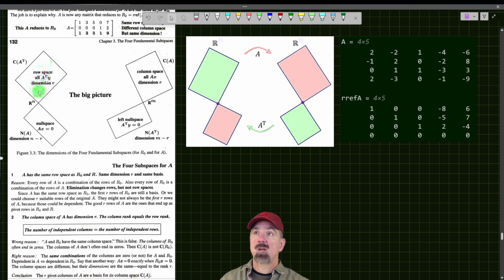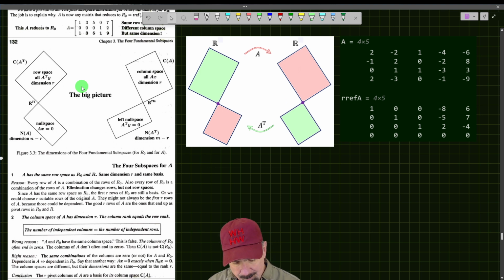Row space, which is the column space of A transpose, null space, column space of A, and the left null space. And then he talks about the dimensions. These are both dimension R for rank R for the matrix A. And then this is n minus R because we're mapping Rn to Rm. And then the dimension of this null space is m minus R. And I have one more example that we're going to walk through. We'll fill this one out. Again, not the basis, just the dimensions.